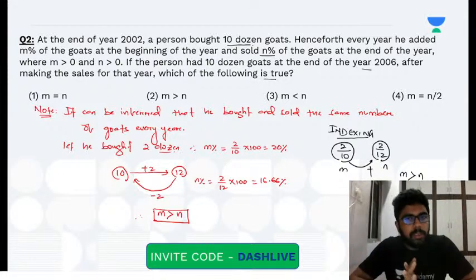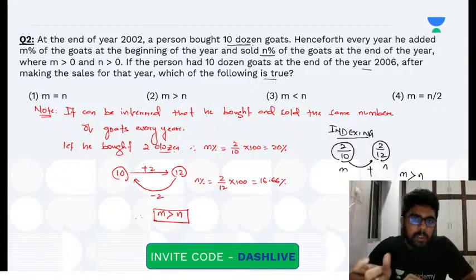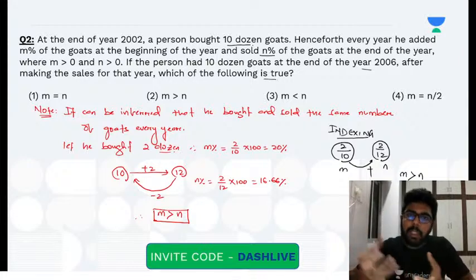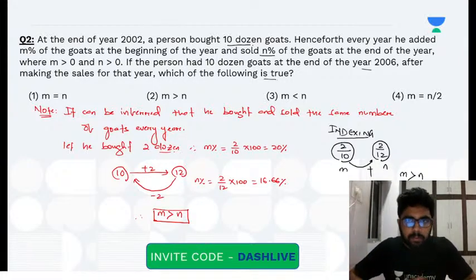Basically, if I read this question, I'll see that the change in both the cases is same. Whatever he's buying, he's selling that much. So the magnitude of the change is same. But the base on which the change happens differs: when I'm purchasing, it's on 10 dozen, but when I'm selling, it's on 12 dozen.